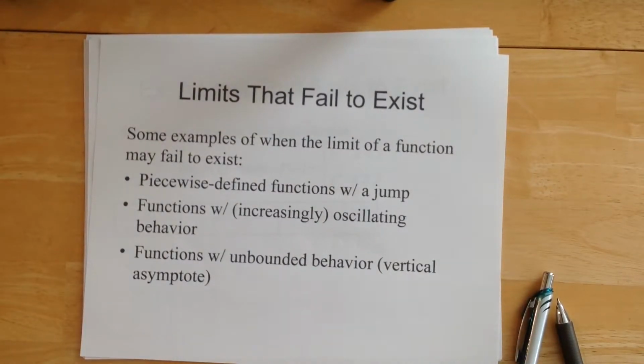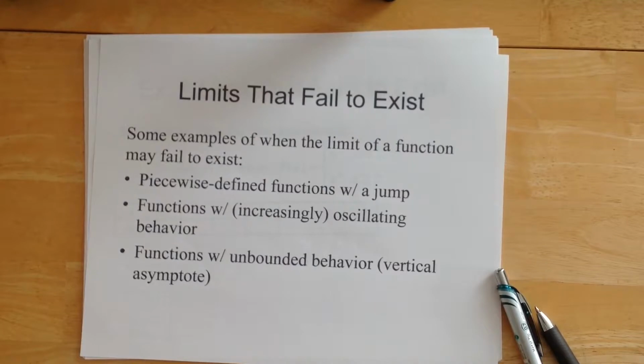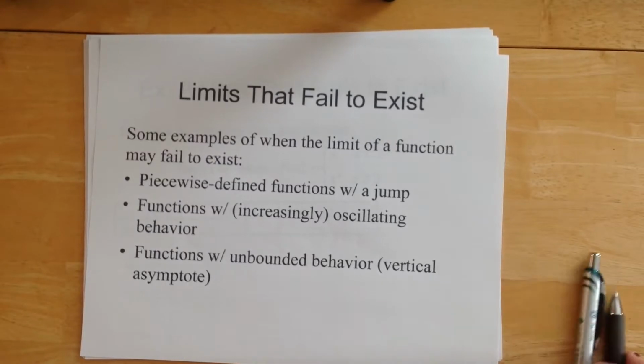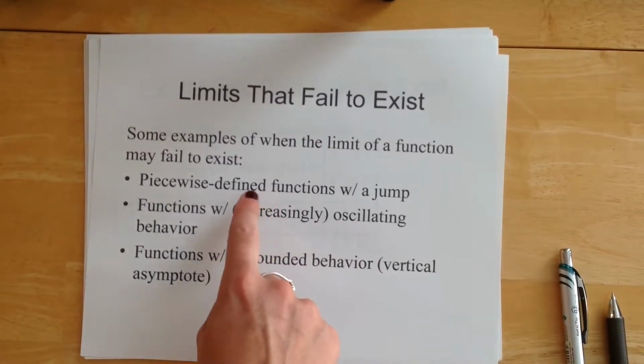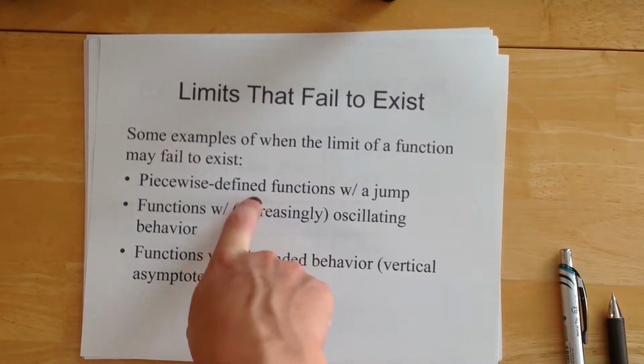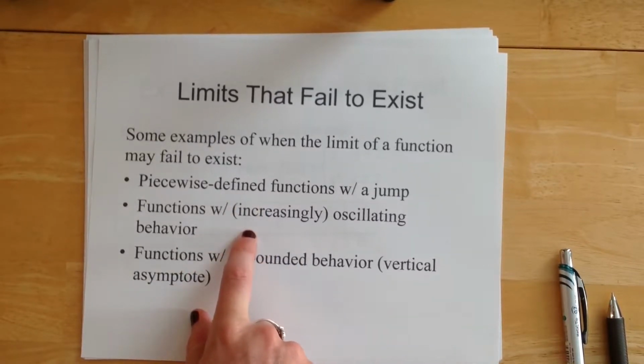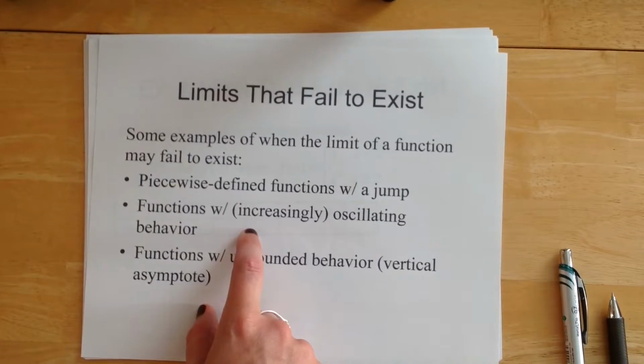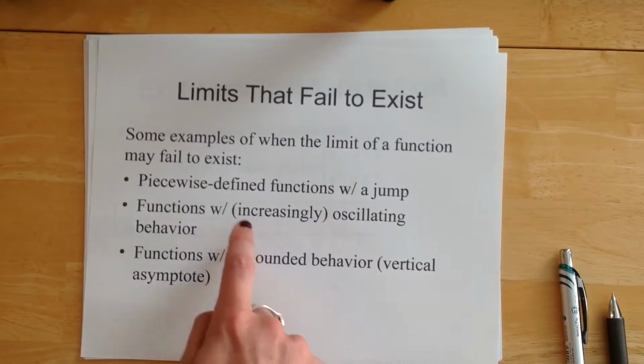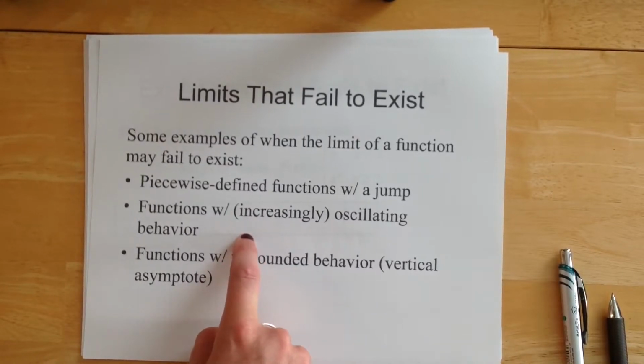Okay, now those were all examples of where the limits exist, but sometimes the limits fail to exist, okay? Some examples of when that can happen are if we have piecewise defined functions that have a jump in their graphs, functions that have increasingly oscillating behavior, like sine has oscillating behavior where the y values bounce back and forth between -1 and 1. But we're talking increasingly oscillating, and I have a specific example to show you.